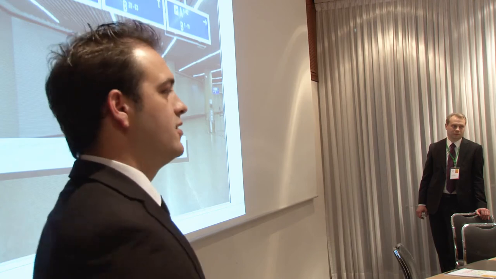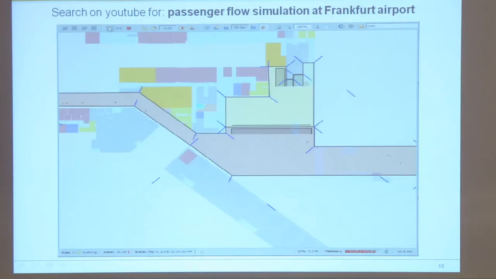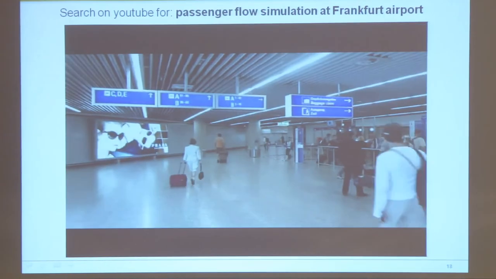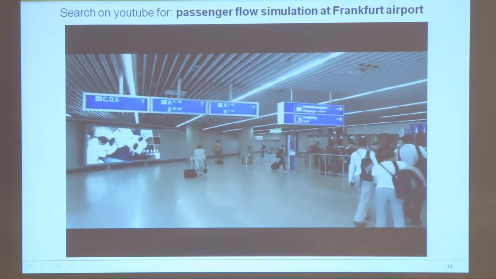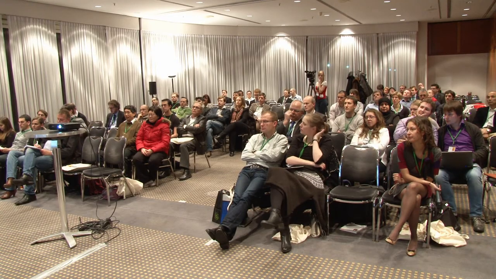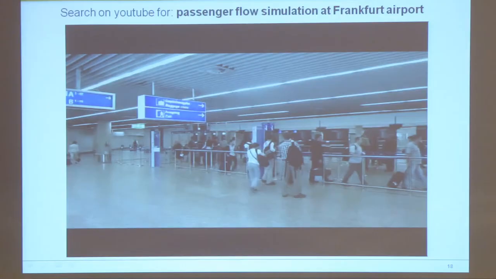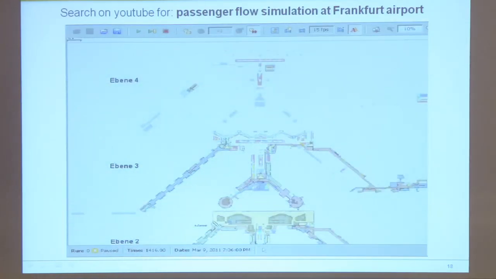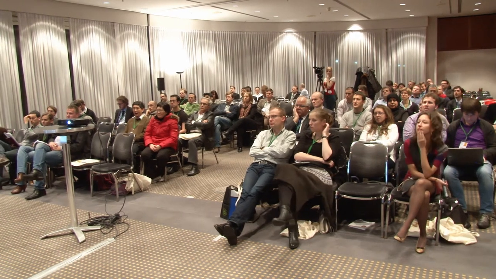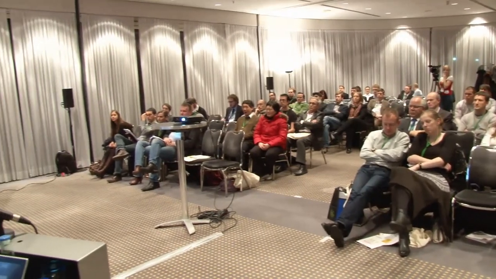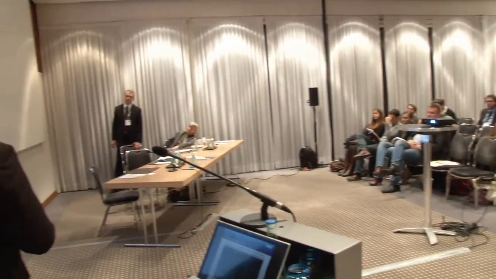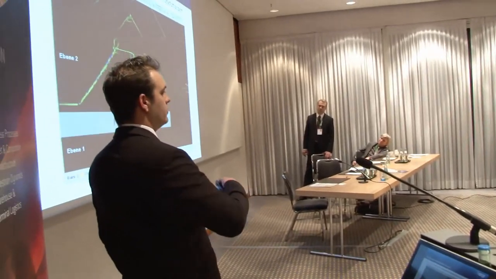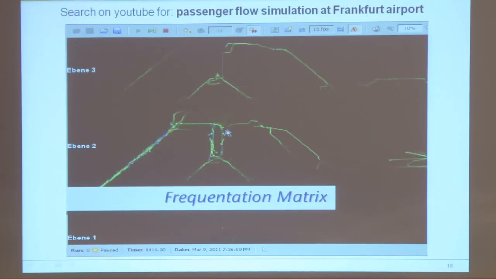After running the simulation, decisions were taken by the airport, by switching gates and different signaling lights. Four floors. Here's the fragmentation matrix I was telling you about in the beginning. It shows the routes that were mostly followed by people inside the airport.